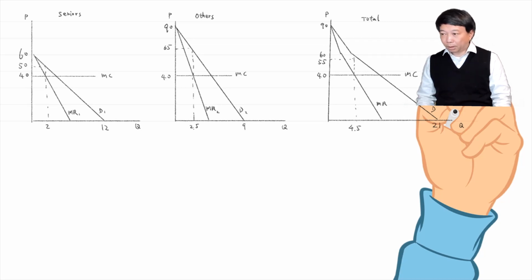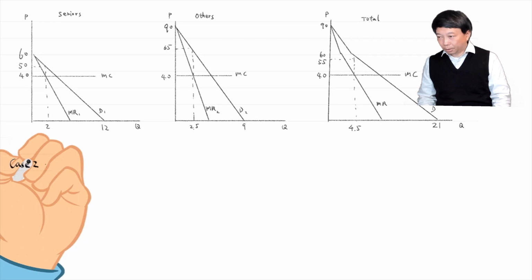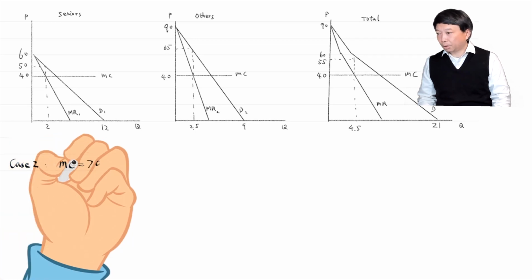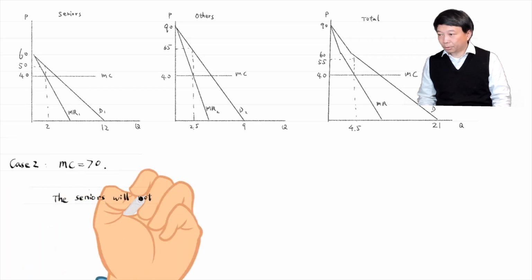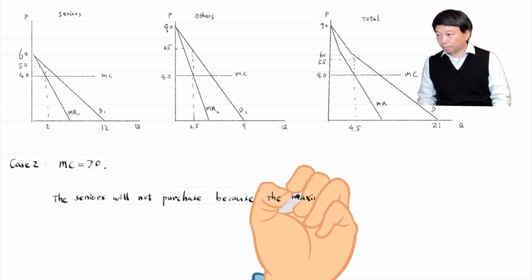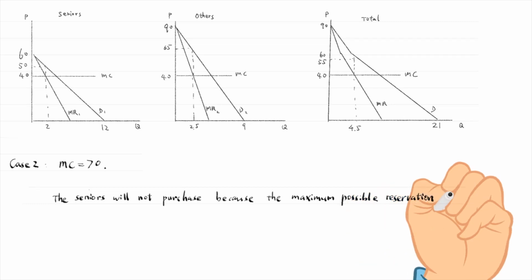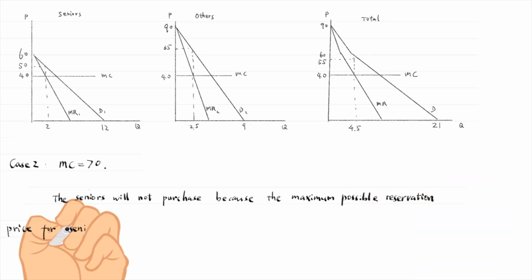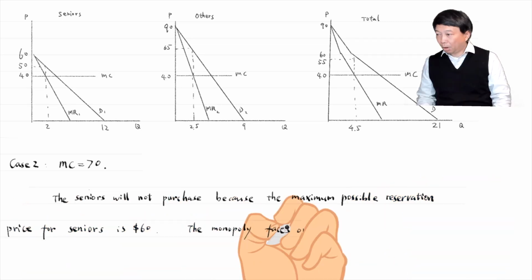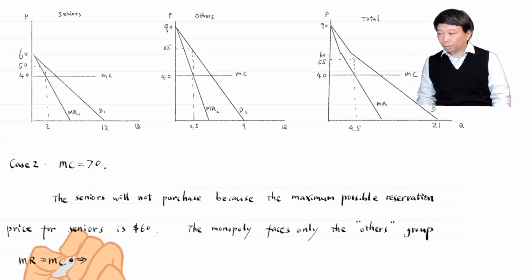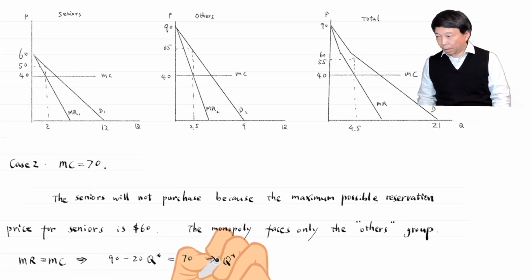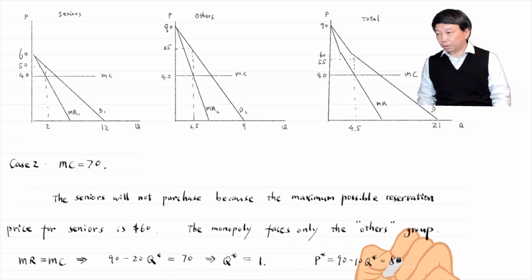The above is when the marginal cost is $40. If it is $70, we can see that the seniors will not purchase because the maximum possible reservation price for seniors is $60. The monopoly faces only the other group of consumers. It will sell 1 unit and charge $80 per unit.